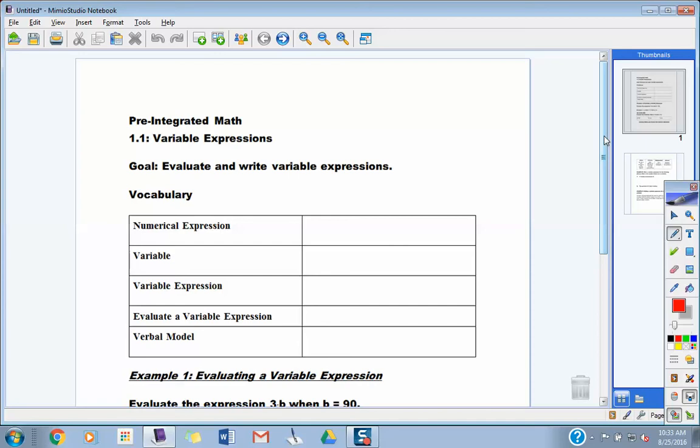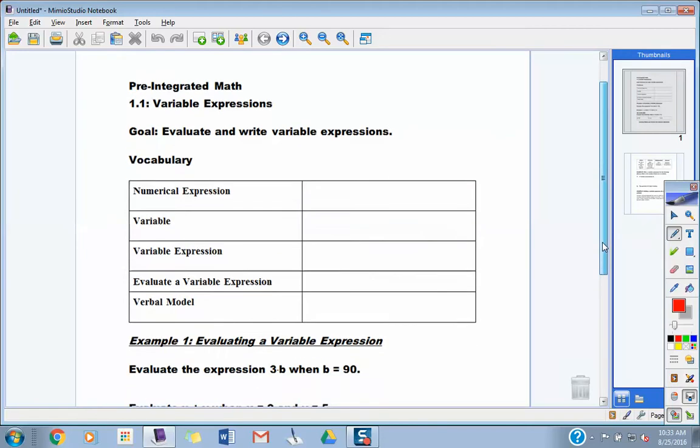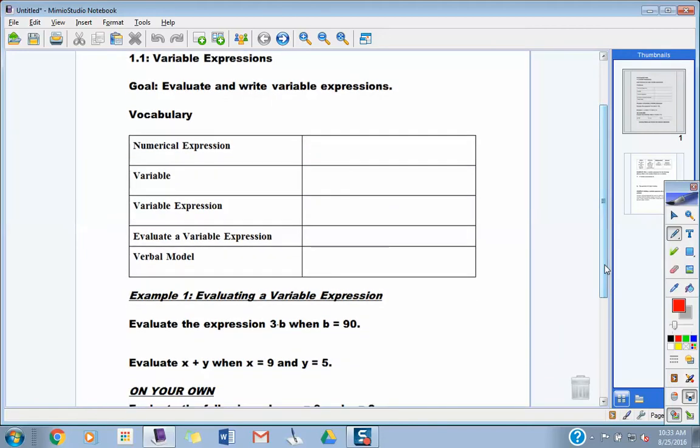Evaluate and write variable expressions. Okay, go back on that word right there. It's a variable, okay? Evaluate and write variable expressions, okay? We need to be able to understand what evaluate means and what it means to write them, okay?